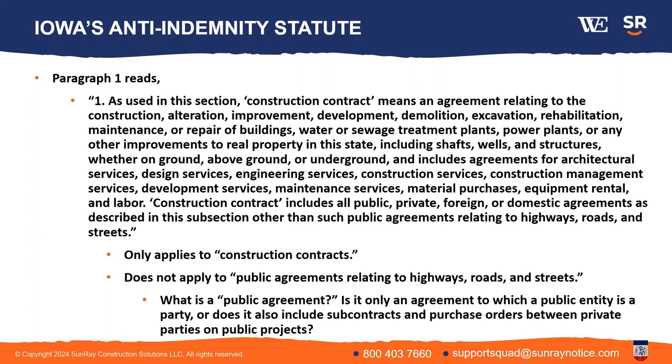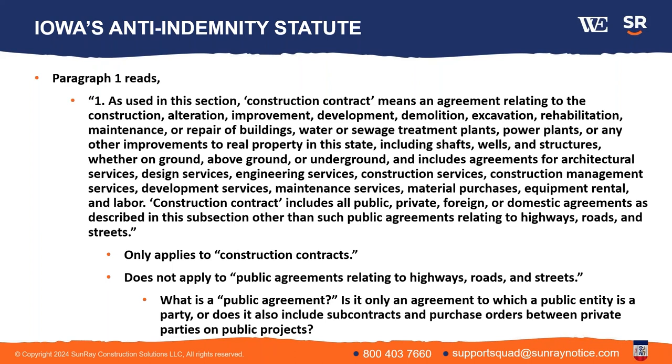One exception you'll note, if you look at the very end, is that it does not apply to public agreements relating to highways, roads, and streets. So there's an exception for that, what I call the Iowa Department of Transportation exception. On those kinds of projects, this statute does not apply. And then what you get is that case law that we discussed earlier, where there are rules that you have to make it clear and unambiguous.